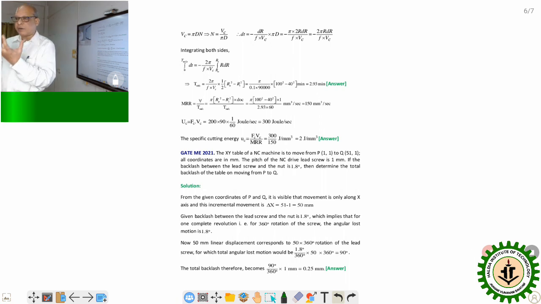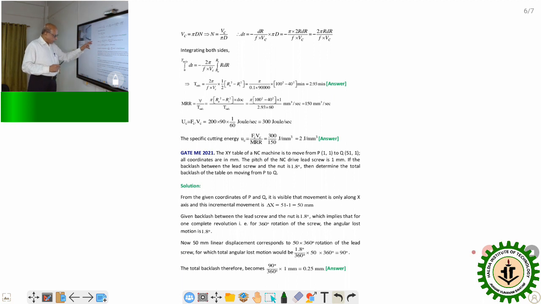That is total volume of metal removed divided by time required for machining. So volume for the cylindrical piece is pi (r outer square minus r inner square) into depth of cut, divided by T machine. These are all given. T machine we had just computed as 2.93 minutes. So MRR should be considered as 150 millimeter cube per second.